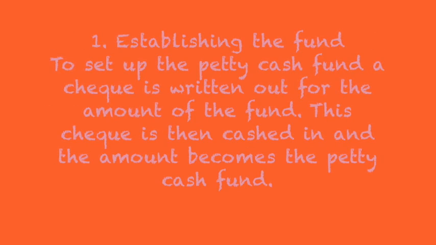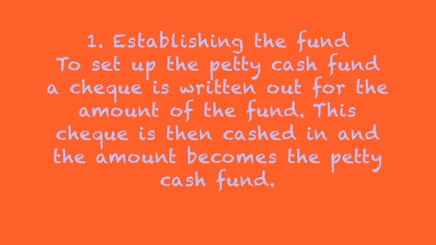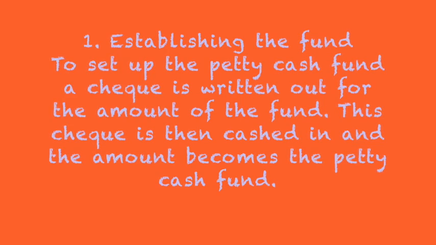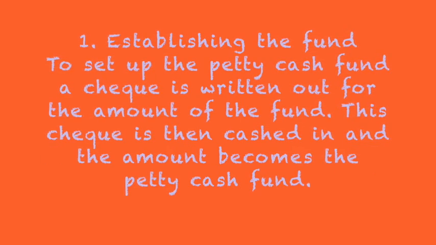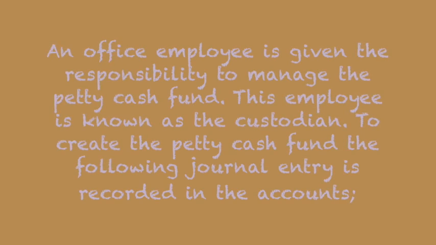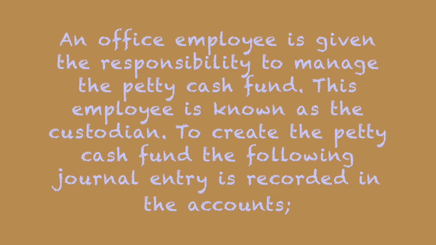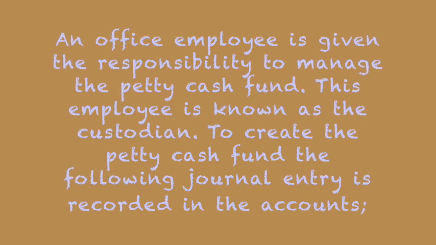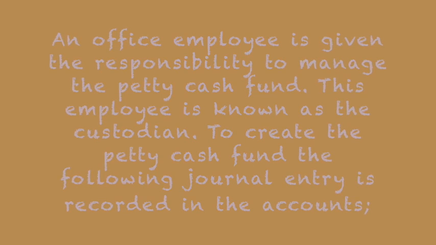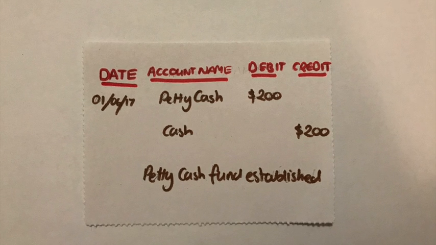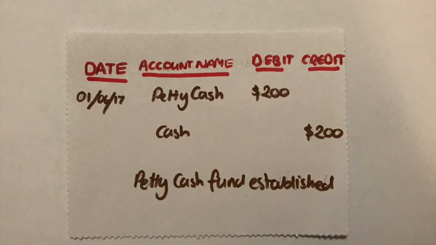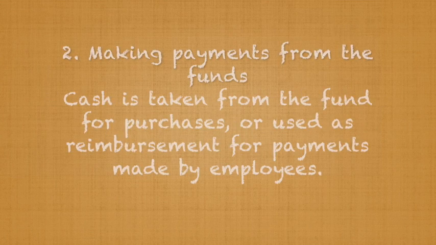Establishing the fund. To set up the petty cash fund, a check is written out for the amount of the fund. This check is then cashed in and the amount becomes the petty cash fund. An office employee is given the responsibility to manage the petty cash fund. This employee is known as the custodian. To create the petty cash fund, the following journal entry is recorded in the accounts, where petty cash is debited and cash is credited.